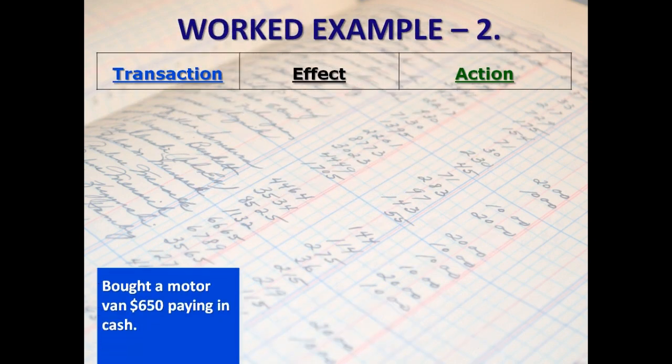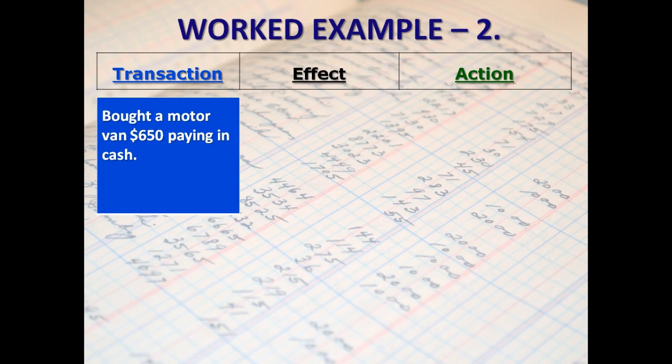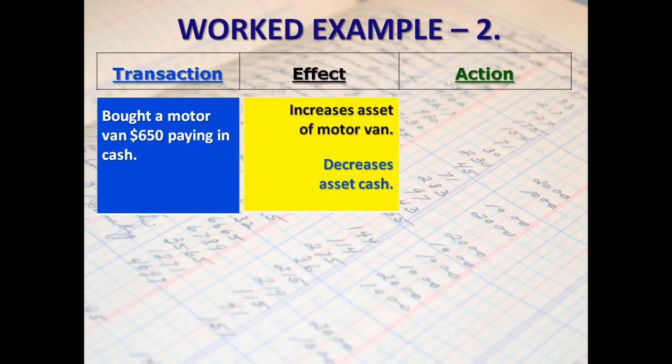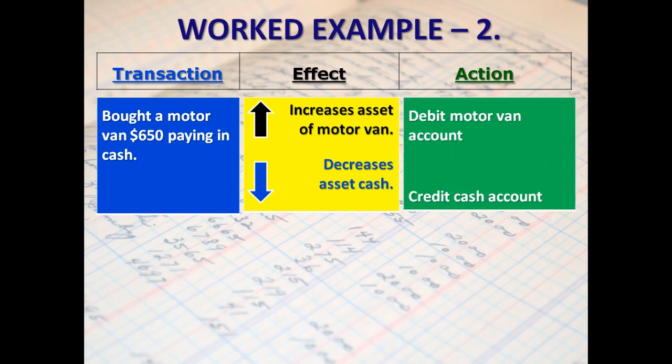Example 2. In this instance, we've bought a motor van worth $650 and we're paying in cash. Okay, let's identify our transactions. We've got motor van and cash. Those are the 2 accounts, and they're both assets. Motor van is an asset, cash is an asset. Motor van account is increasing, cash account is decreasing. What do we do? We debit motor van, we credit cash.